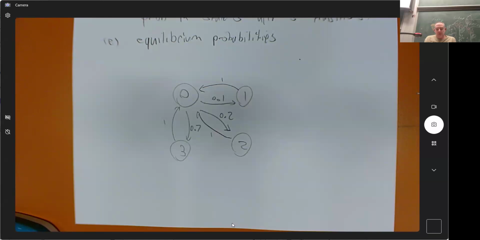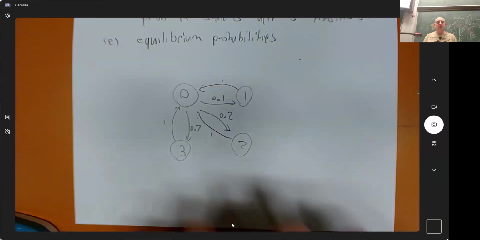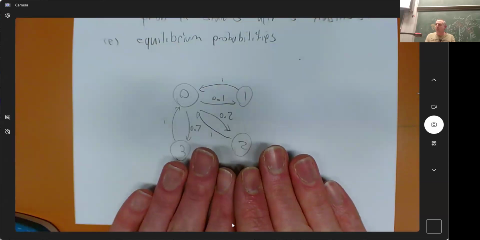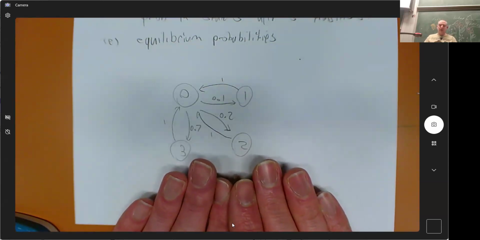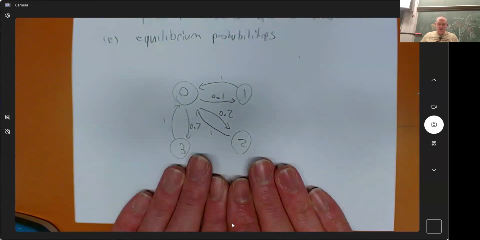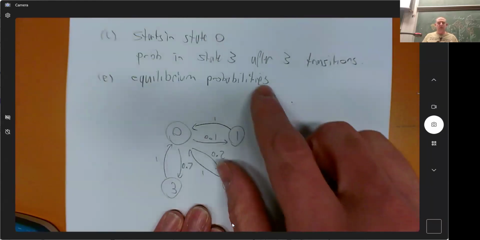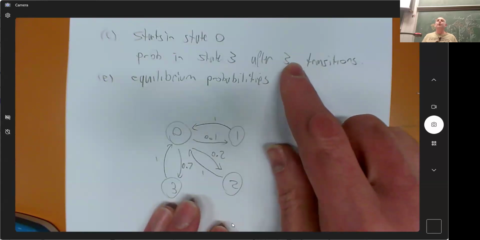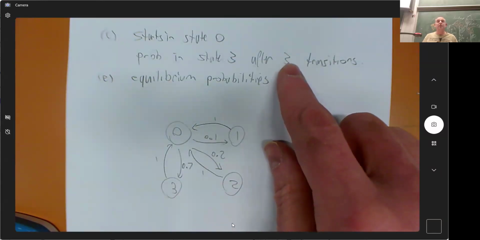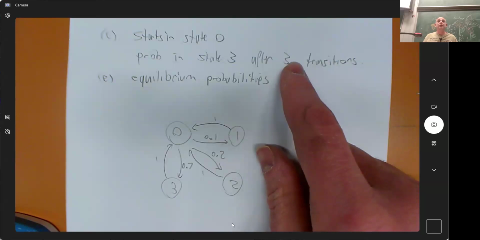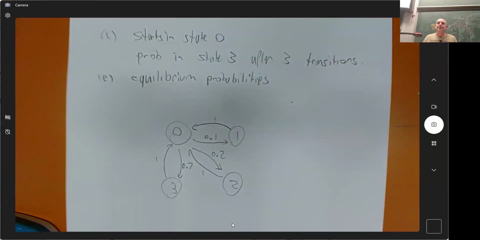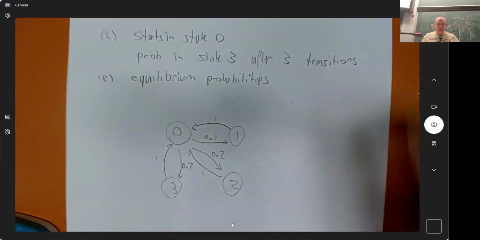Cool. This is a weird little Markov chain. Okay, so we may not be able to learn as much as we want to learn from this one because it's a weird little Markov chain, but that's okay. I was just hoping that it said after 2 transitions, because then it's impossible to be in state 3, and that would be really easy. But no, okay, that's all right.